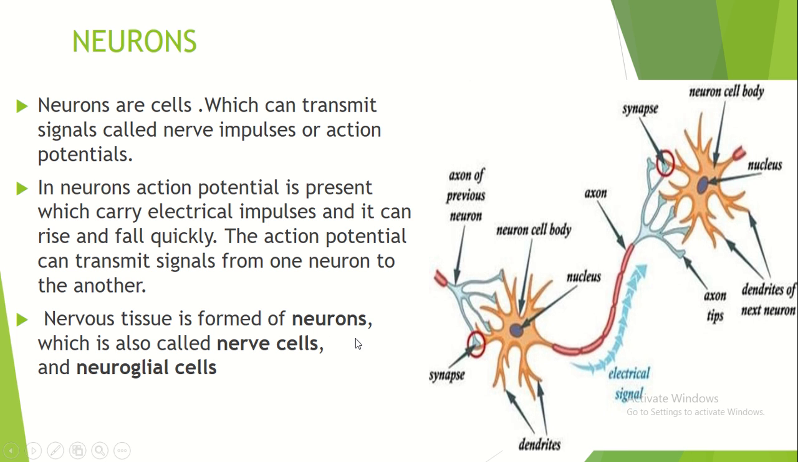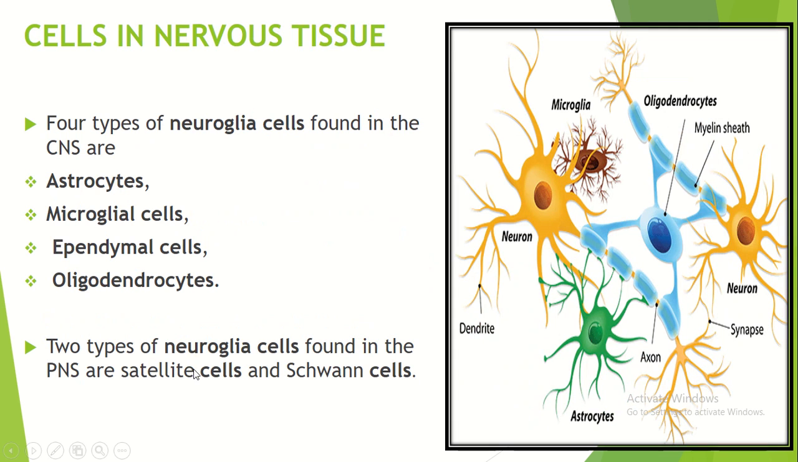Nervous tissue is formed of neurons, which are also called nerve cells, and neuroglial cells. Now we are going to see the neuroglial cells, the cells in the nervous tissue. There are 4 types of neuroglia found in the central nervous system.